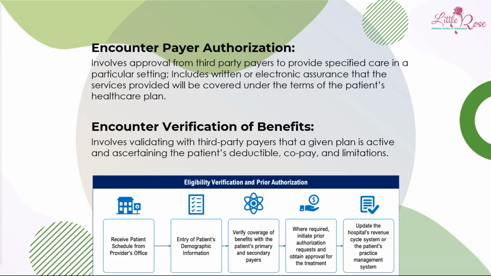Looking at the information below, the patient can receive a schedule from the provider's office. The next step should be the entry of the patient's demographic information. The following step should be to verify the coverage of the benefits with the patient's primary and secondary payers. The fourth step should be, where required, to initiate a prior authorization request and obtain approval for the treatment. The fifth step should be to update the hospital's revenue cycle system or the patient's practice management system.